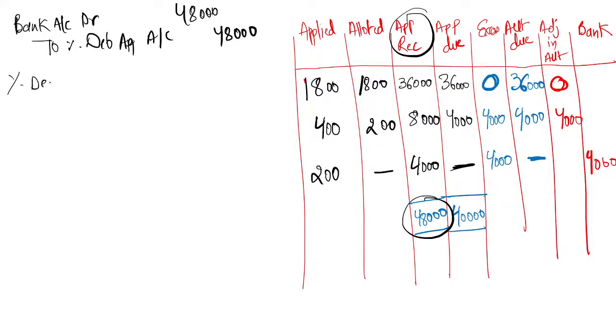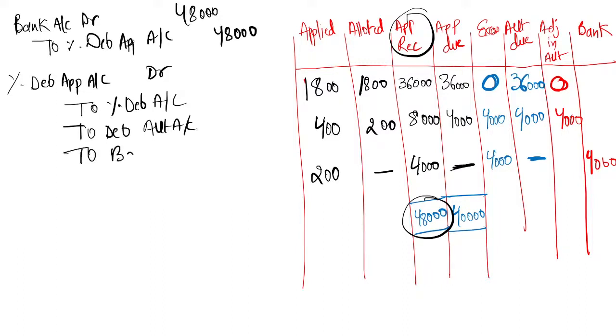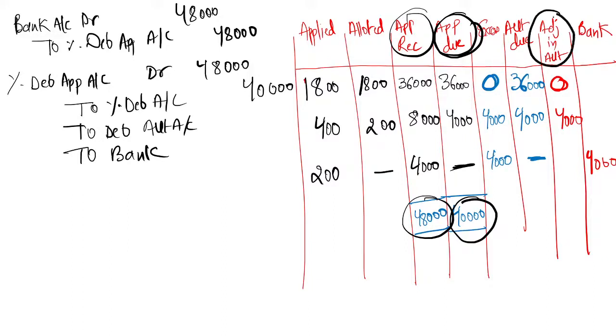Then the second entry will be percentage debenture application account debit to percentage debentures account, to debenture allotment account, to bank account. So total application money received was 48,000, but application money due is only 40,000. So to percentage debenture, you will only transfer 40,000 because application due is 40,000. Then the amount adjusted in allotment is 4,000. So to debenture allotment 4,000, and 4,000 is refunded through bank. So to bank 4,000. We don't write refund. In the table you can write refund, but in the journal entry you have to write bank always.